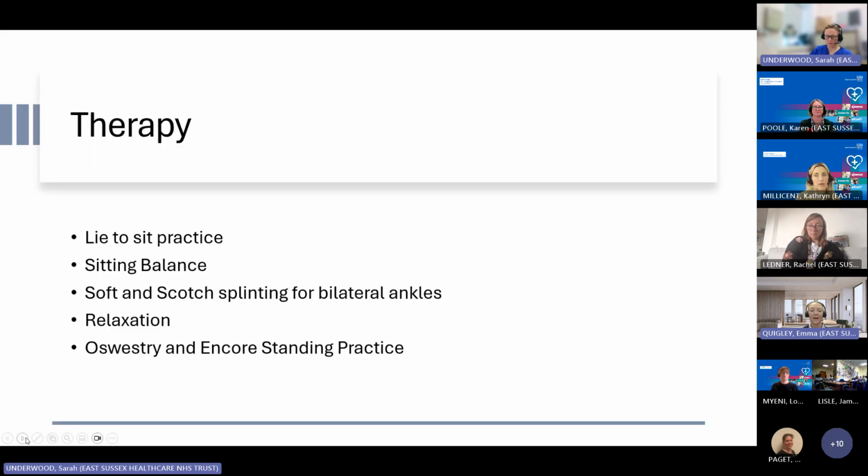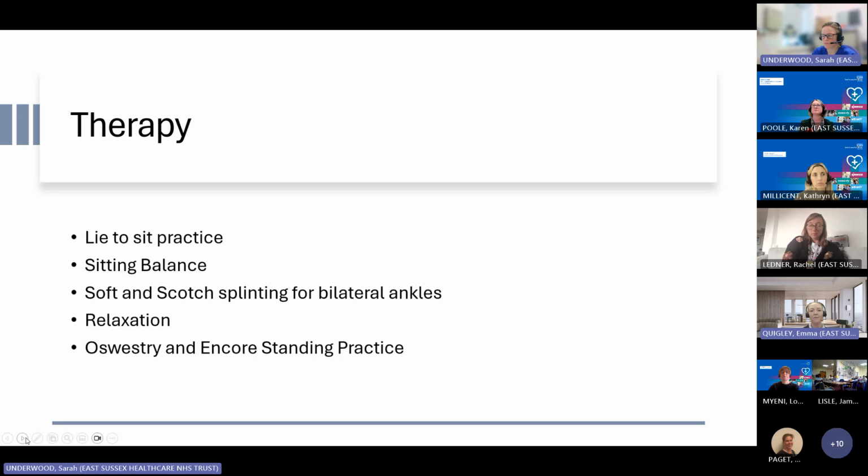Within her therapy, she was doing lots of things that we could work on at that point. So lots of lie to sit practice, lots of sit and balance practice. The acute team made some soft and Scotch splints for her ankles, which she was wearing. I'm not sure how compliant she was with them in the acute, but she wasn't very compliant with them here. We were trying to do lots of relaxation with her, because we could very much see that even lying in the bed, this lady was nervous, without you even doing anything to her.